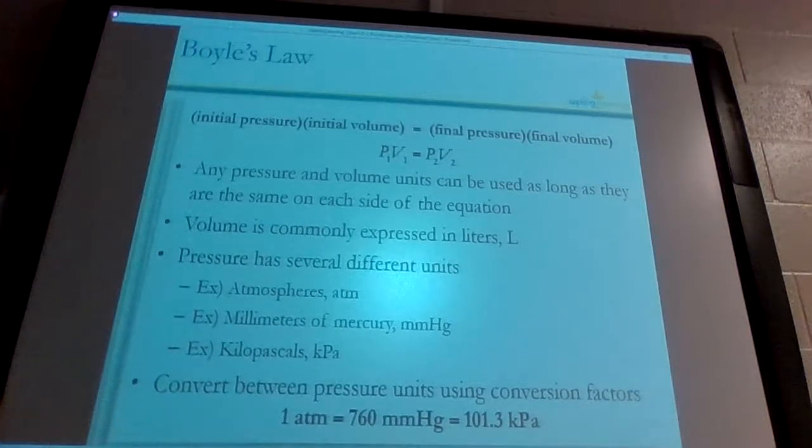So if I take this, multiply by 760, I don't really need to divide by 1, but I don't know that until I set this up. That's going to be how many millimeters mercury I have. So you're going to have to convert between these sometimes. If you need help with that, just let me know.